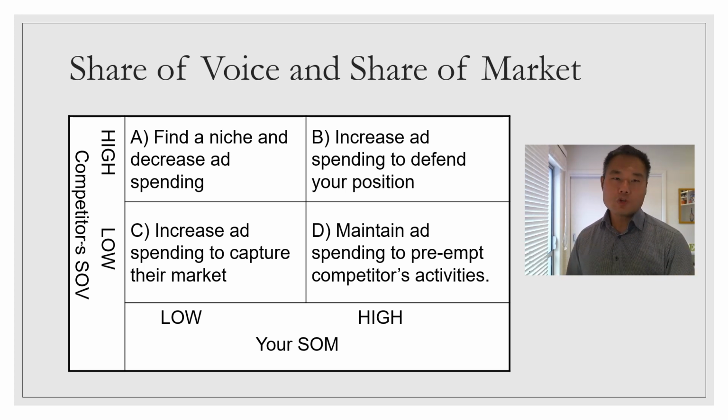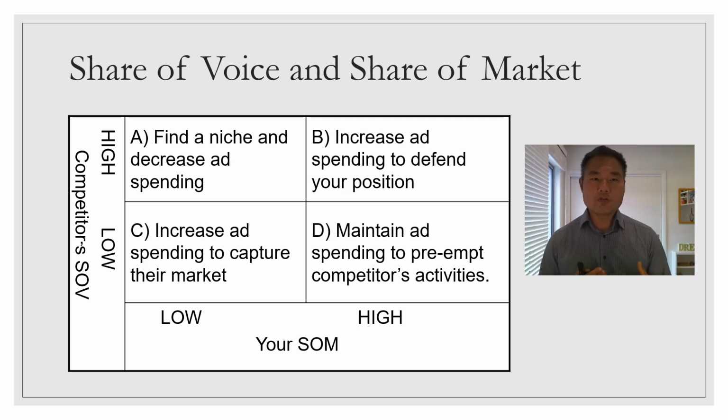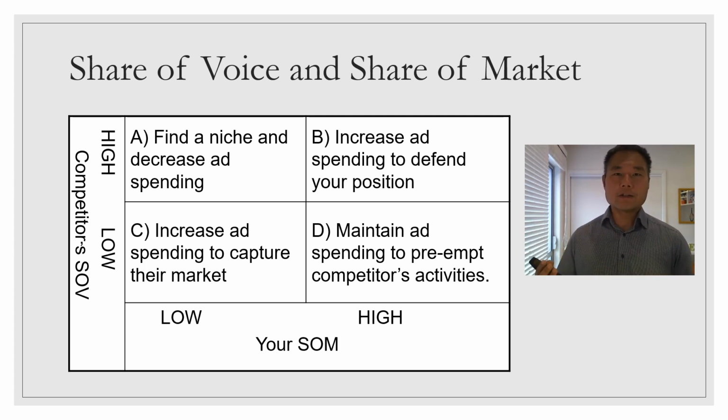So in quadrant A, if your competitors have a really high share of voice, so they're doing a lot of advertising, but you have a low share of market, then that means you're being outgunned. They have a bigger advertising budget and they're outspending you. You can't compete with that because you have a low share of market. So that usually means that your revenue is going to be smaller, and it probably means you're a smaller company to begin with. So this means you need to find a niche and decrease your ad spending and really target in on those people that you can capture from your competitors, because your competitors are more mainstream in this case, and they're blanketing the market with their advertising, hence their higher share of voice, but you need to find the people that are more relevant to your offering.